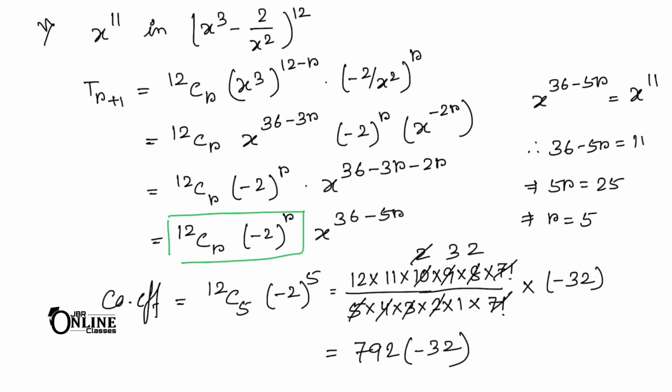So if you multiply with 32, it becomes minus 25344. So minus 25344 is your final answer.